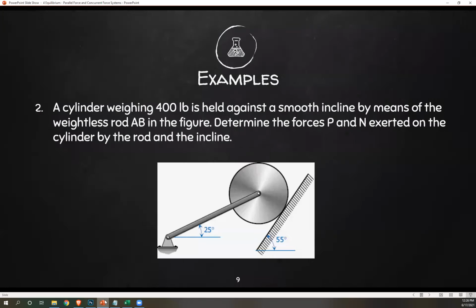A cylinder weighing 400 pounds is held against a smooth incline by means of the weightless rod AB in the figure. Determine the forces P and N exerted on the cylinder by the rod and the incline. So P is exerted by this rod on your cylinder, and then N is exerted by the incline towards your cylinder. So we're looking for those two, P and N.